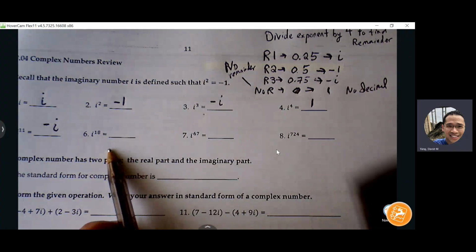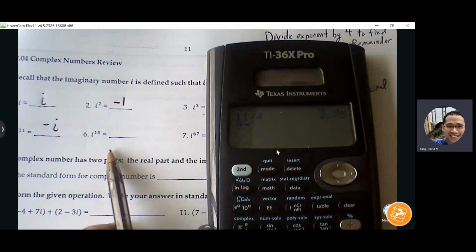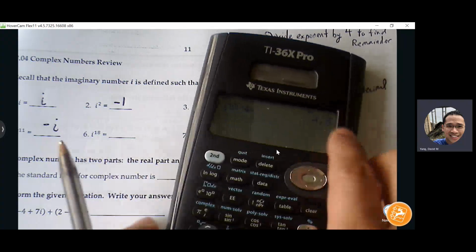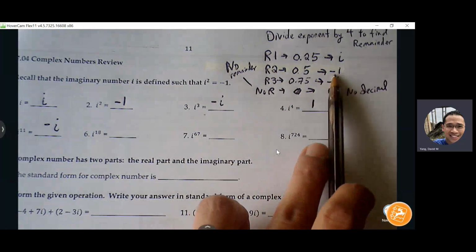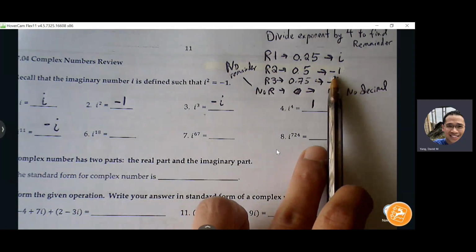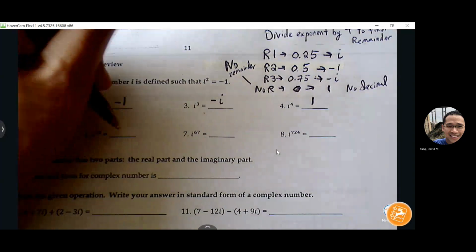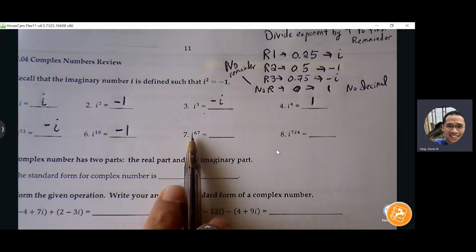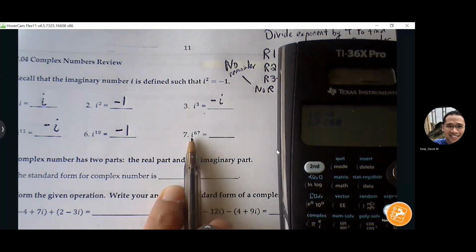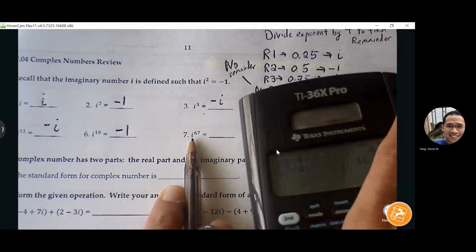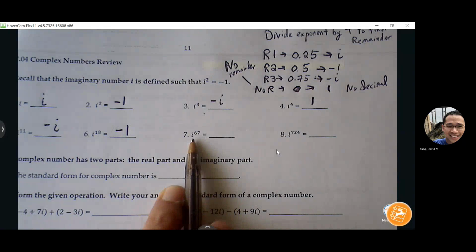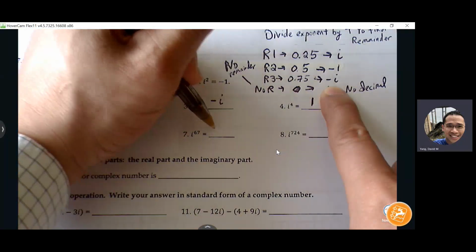Okay, so 18, we could count, but it's easier if we just divide using the calculator. 18 divided by 4 is 0.5. Right? And 0.5 means that it's the second pattern in the rule, and that's -1. Okay, 67 divided by 4, we get a remainder of 3. And we can indicate that by seeing that 0.75 there.